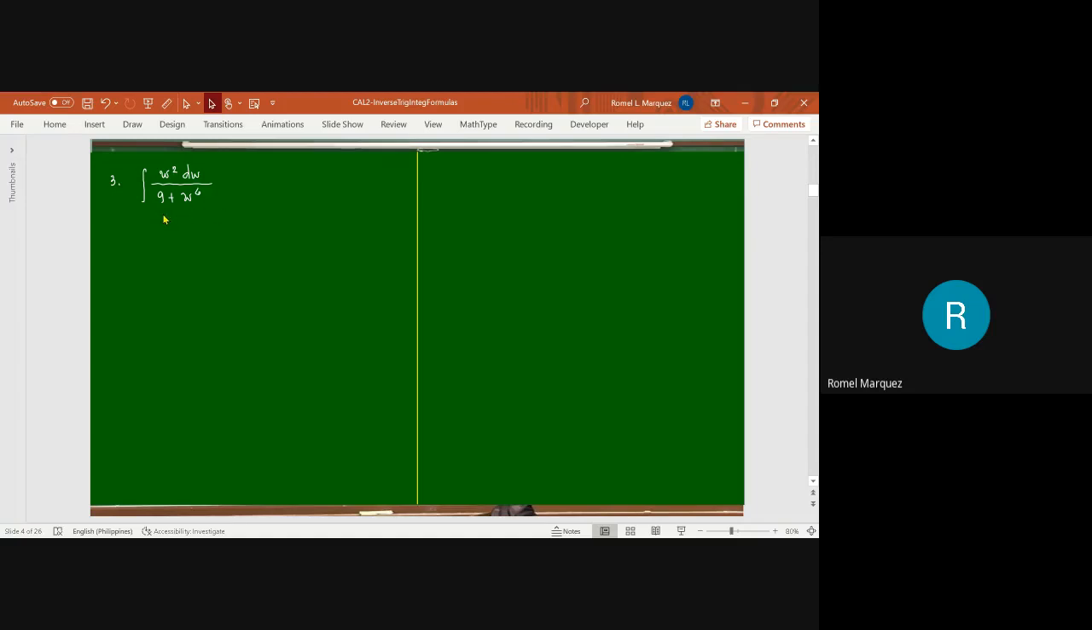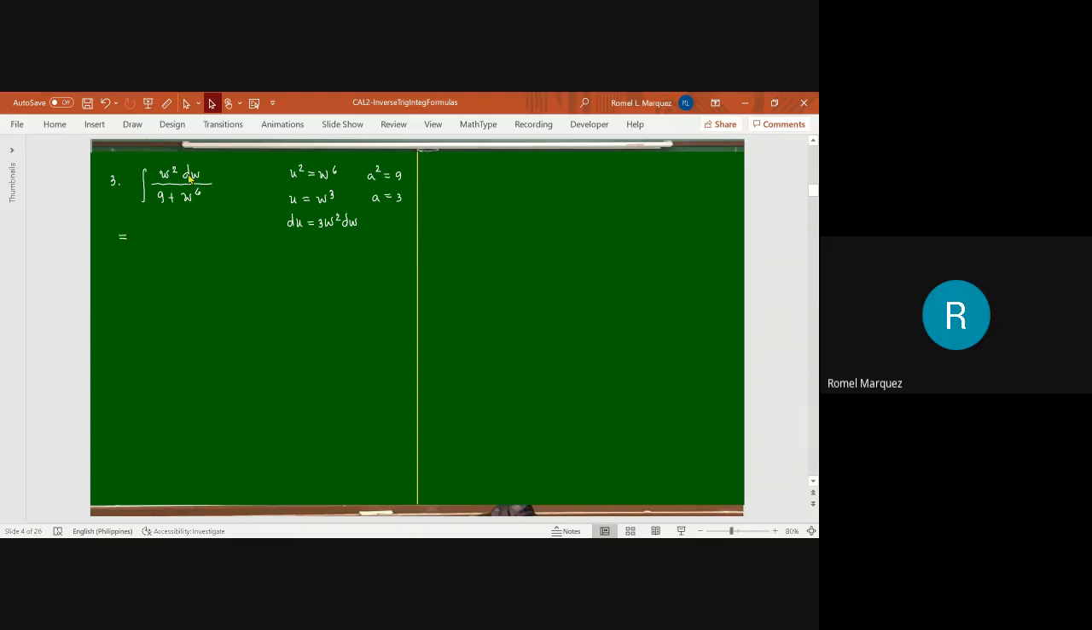Therefore, let's check if it is a squared plus u squared. What is our u squared? w to the 6, with a squared equal to 9, so a is 3. So u is w to the third. What is the differential of u? 3w squared dw. So what is missing in the numerator to complete the du?